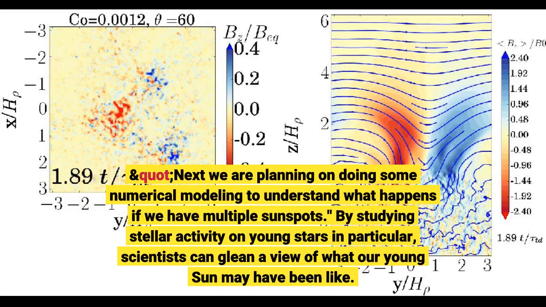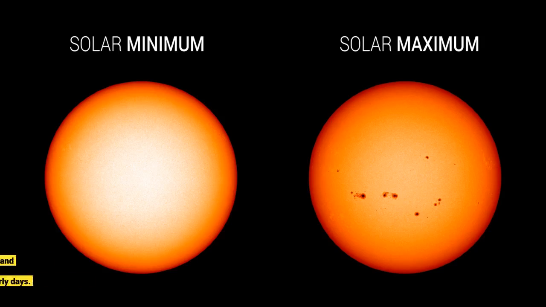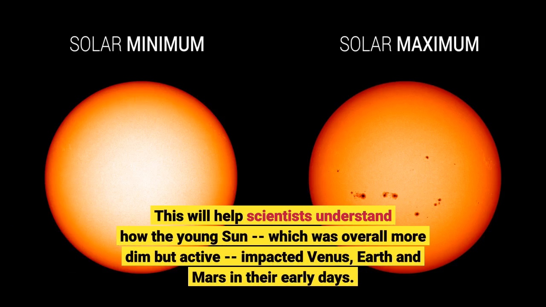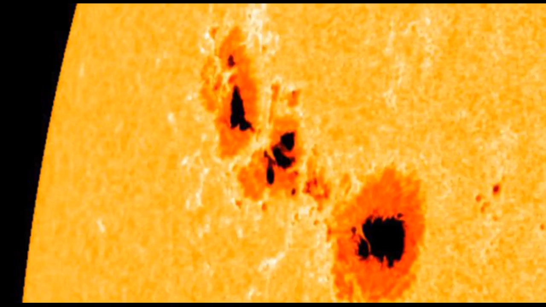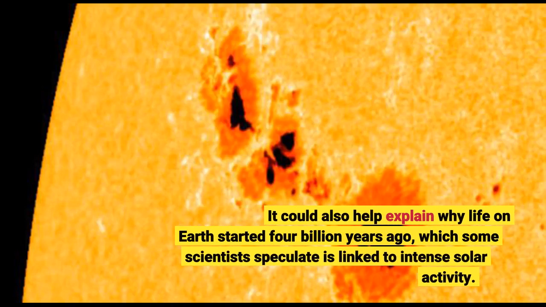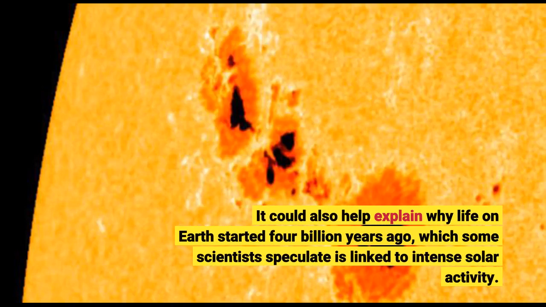By studying stellar activity on young stars in particular, scientists can glean a view of what our young Sun may have been like. This will help scientists understand how the young Sun, which was overall more dim but active, impacted Venus, Earth and Mars in their early days. It could also help explain why life on Earth started 4 billion years ago, which some scientists speculate is linked to intense solar activity.